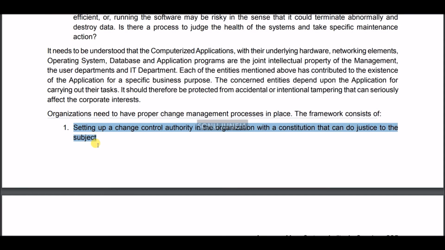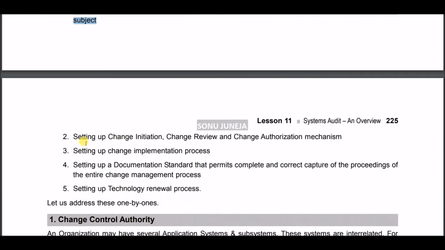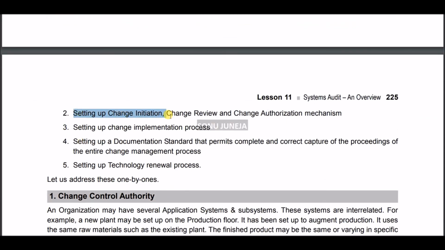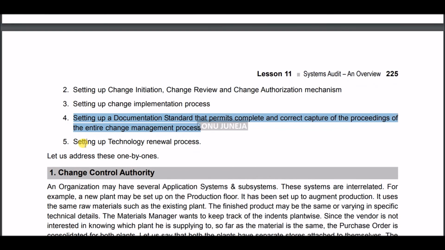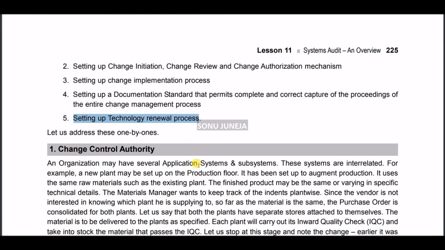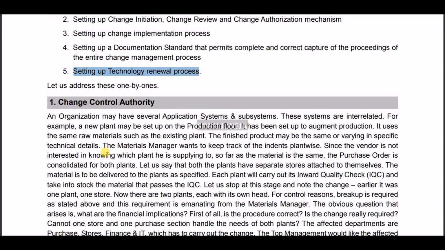So the change management framework. First, setting up a change control authority in the organization with a constitution that can do justice to the subject. Then change initiation, review and authorization mechanism, implementation process for the same, documentation standard that permits complete and correct capture of the proceedings of the entire change management process, and setting up the technology renewal process. Now let's understand it one by one.